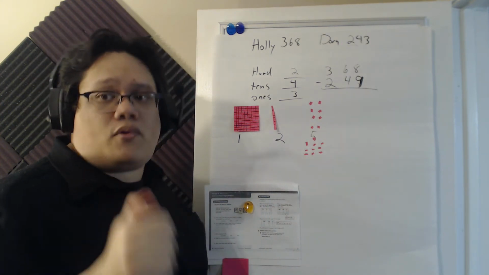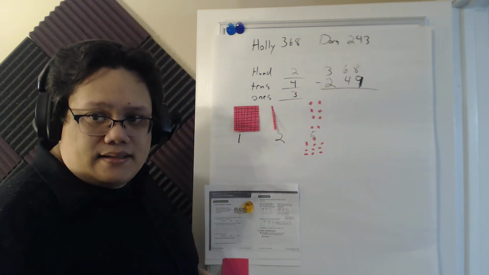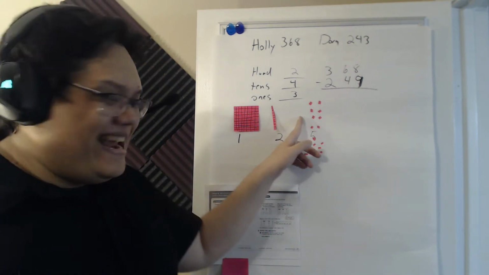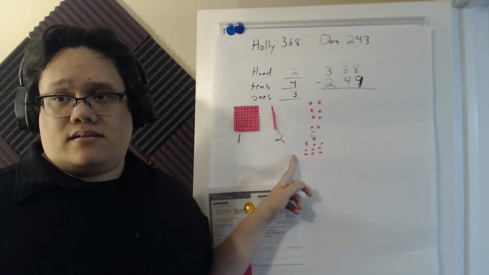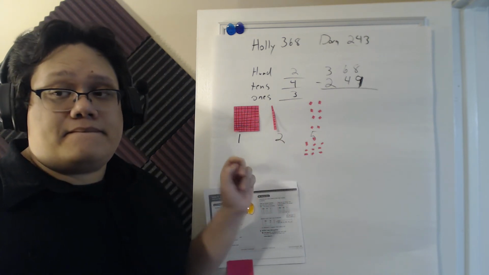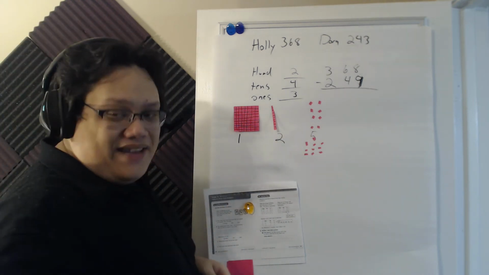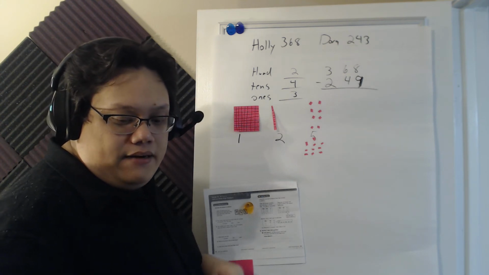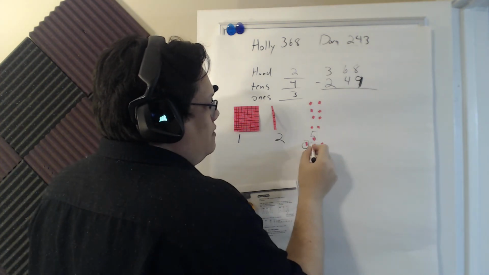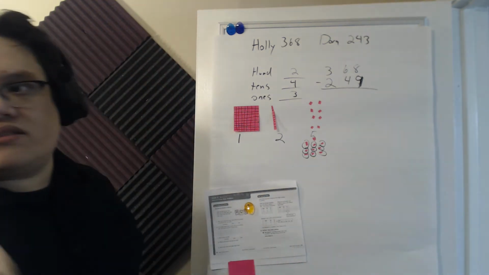So why did we do that? Remember, we did that because we couldn't take away 9 from 8. We don't have 9 anymore. How many do we have? We had 8, and we had a 10. So now we have, what is 8 plus 10? Now we have 18. That's more than 9, right? So we can now get rid of 9 of them. 1, 2, 3, 4, 5, 6, 7, 8, 9. We can take those away.